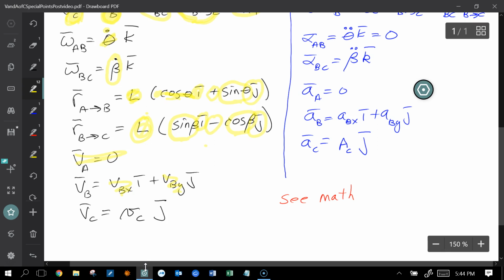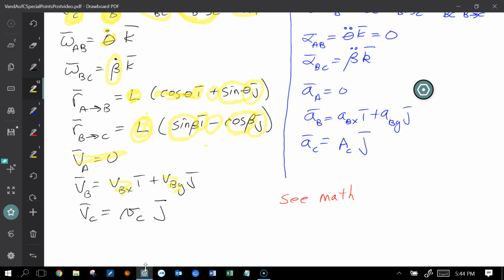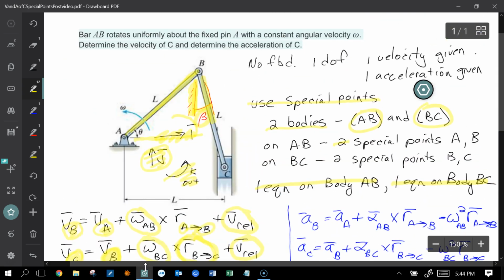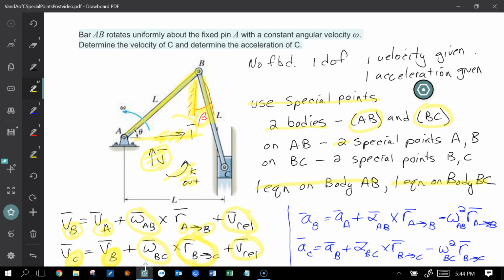I think it's going to the right and up. Who cares? If I solve for Vx and I get a negative number, it's going left. So what? If I get a negative for Vy, it's going down. Who cares? What do you know about the velocity of C? Well, the velocity of C has to be vertical, right? It has to be vertical.